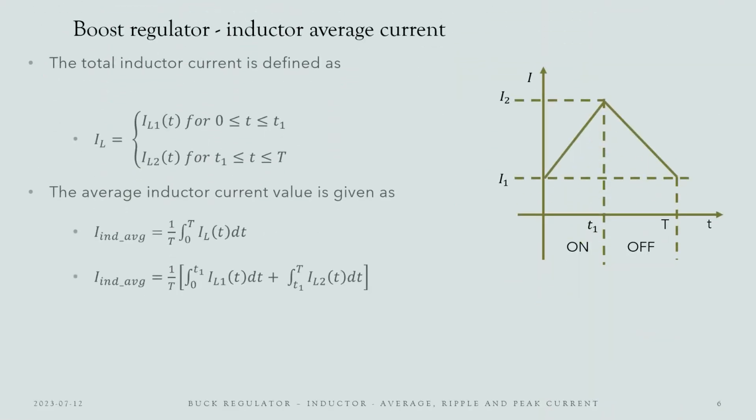With the equations we saw in the previous slide, we can write the total inductor current as IL1 of t for time 0 to t1, and IL2 of t for time t1 to t. The average current is given as 1 by t into integral of IL of t into dt. On substituting the values for on and off times, we get the equation as shown here.